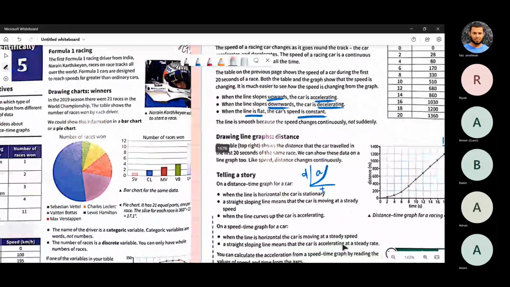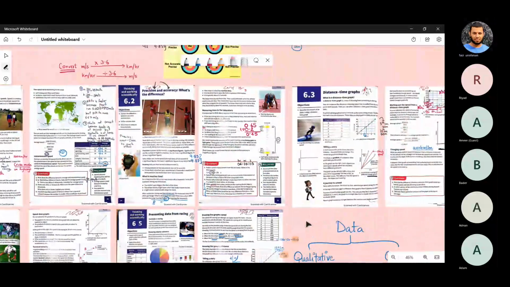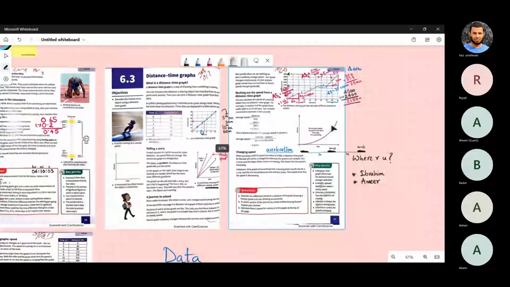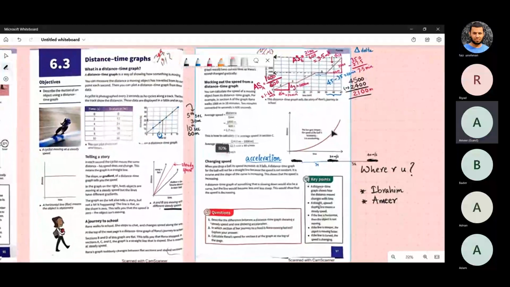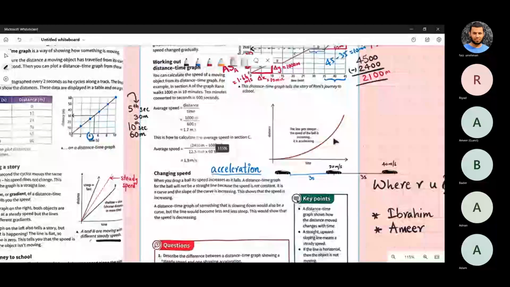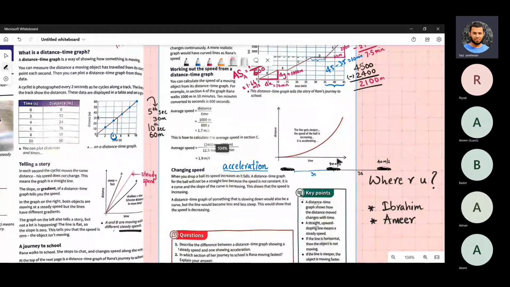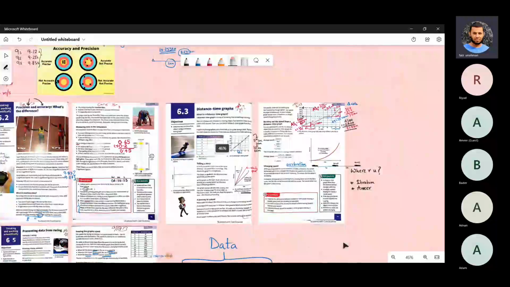Look, here. On a distance time graph, they are showing acceleration, yes, because it's curving upwards. Okay. I think we will discuss just one or two questions and then we are done.